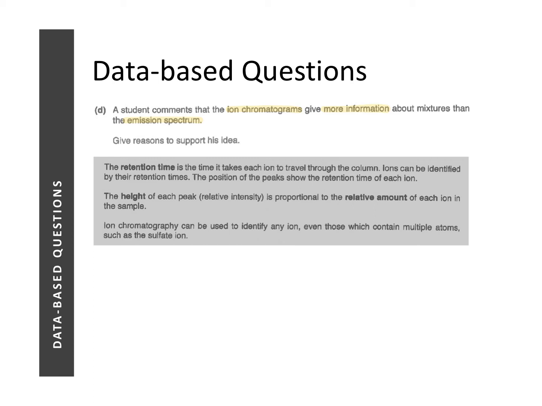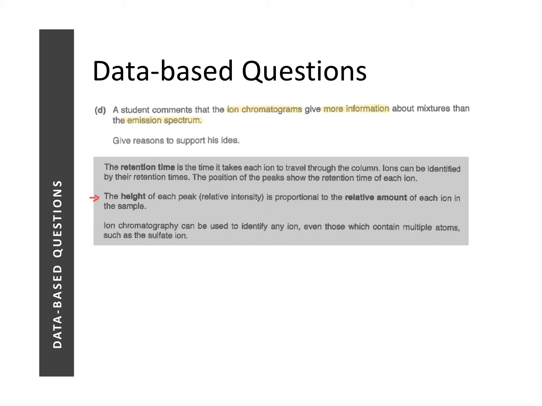So over here, if you look at this paragraph, they tell you that ion chromatography can allow you to identify the ions present. Okay, this we can achieve with emission spectra as well. However, there's one additional point that tells you that the height of each peak is proportional to the relative amount.